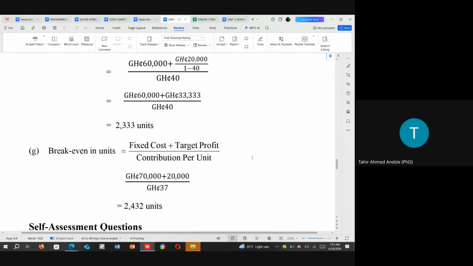By the contribution, variable cost is now 63. So what will be our contribution? Our contribution will be selling price, which is 100 minus 63, and that will give us a new contribution of 37. Now, our new fixed cost is 80, and then the target profit of 20 is added. So we are going to have this fixed cost plus the target profit divided by the new contribution per unit. And that gives us the target units to be sold, that is 2,432 units. So take note of this.